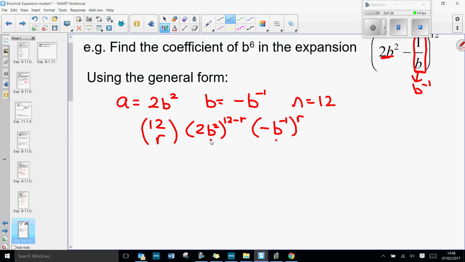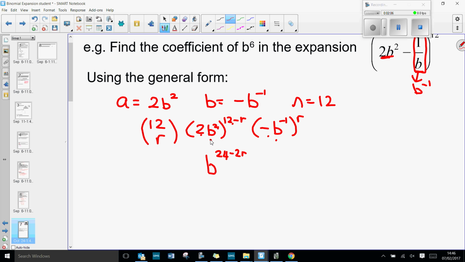All I'm going to do is ignore the coefficients at the moment. So I'm going to ignore this 2 and this negative. I'm definitely going to ignore this beginning part. I'm going to focus on the B's. So I've got B squared all to the power 12 minus R. If I were to consider that, I would have B to the 24 minus 2R, because rules of indices tell me that if I've got a power inside and outside, I multiply those. So this is B to the 24 minus 2R.